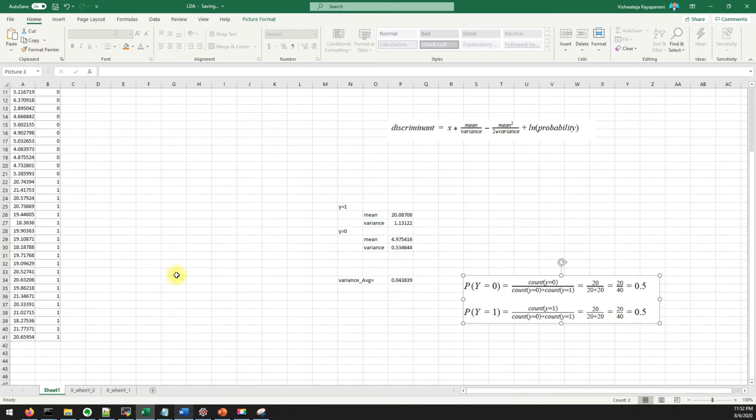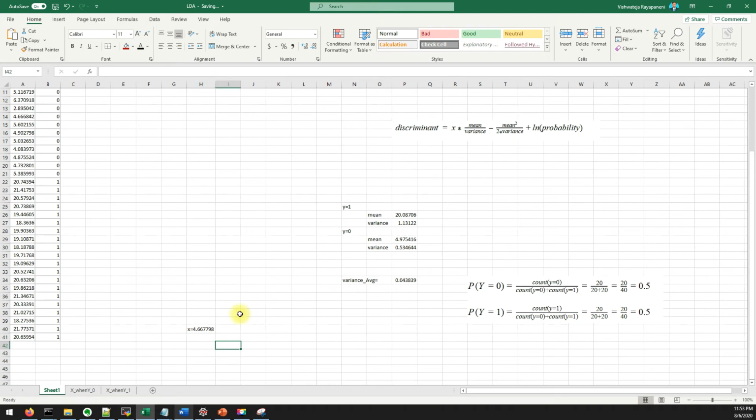So now I think we have enough to derive our equation. We have a mean, we have a variance, and we have a probability. Now we'll take some data. Say when x equal to 4.667798, some random value. This is a new value, right? Now, using LDA, I need to tell which class this value belongs to, whether it belongs to 0 or to 1.